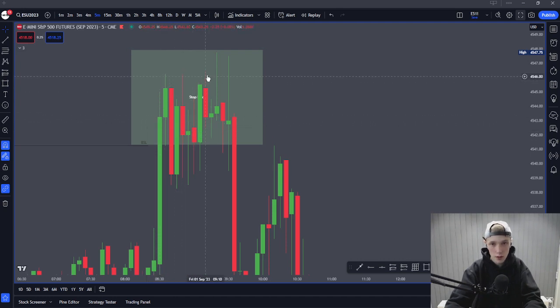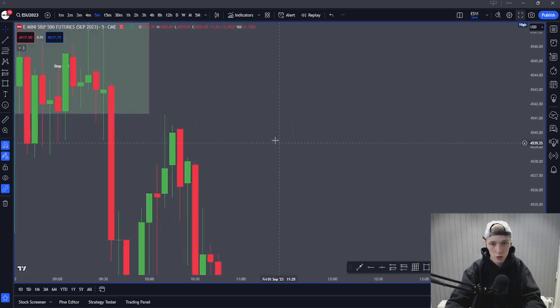Somebody sold right here, took them out. Sold right here, took them out. Sold right here, took them out, right? That's what a stop rate is. It just keeps taking out people who keep trying to short.